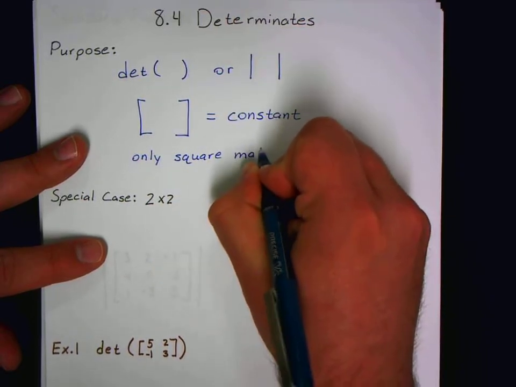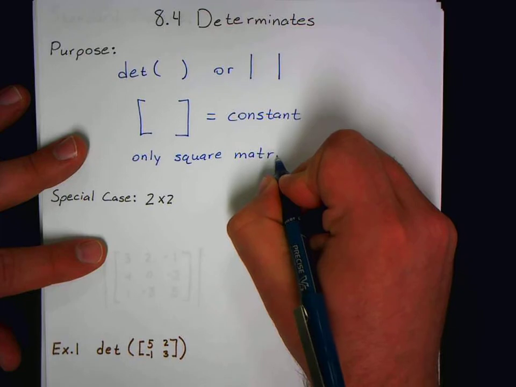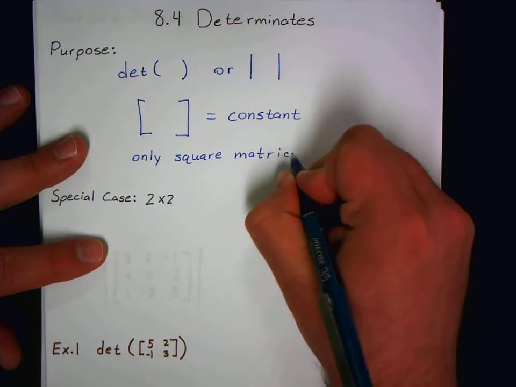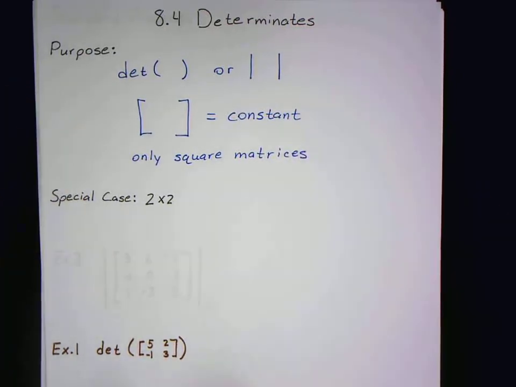Now, you can only do this with square matrices. So you can't take a determinant of like a 2 by 3 or a 3 by 1 or anything else like that. Only works with 2 by 2s, 3 by 3s, 10 by 10s. I guess you could do a 1 by 1, but it's just that number.